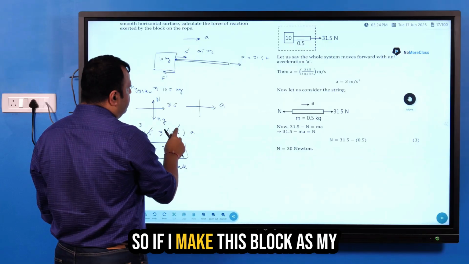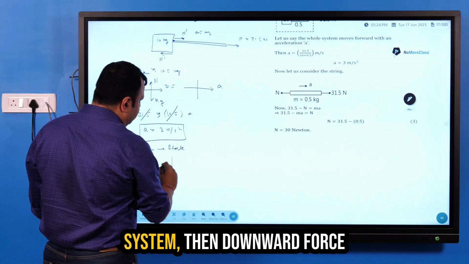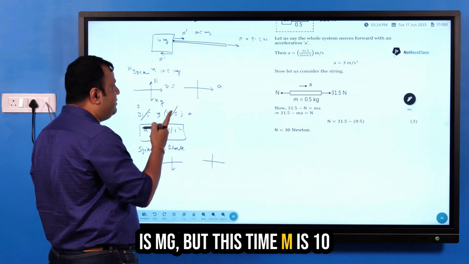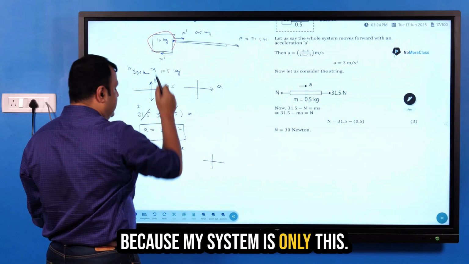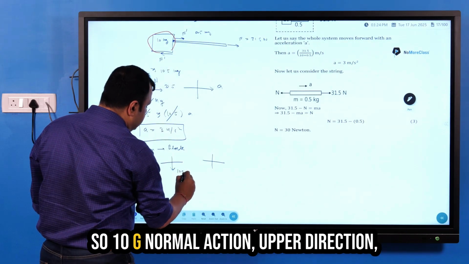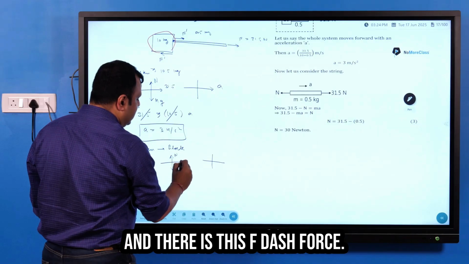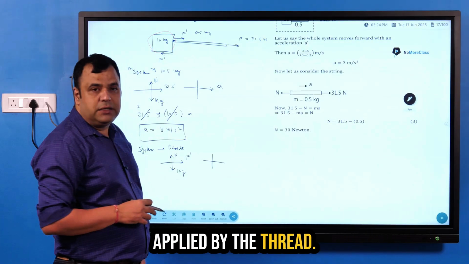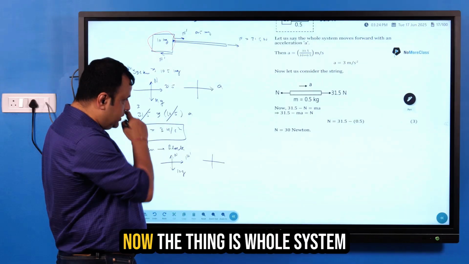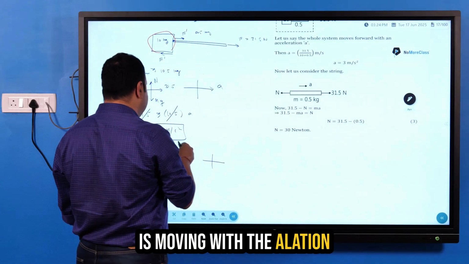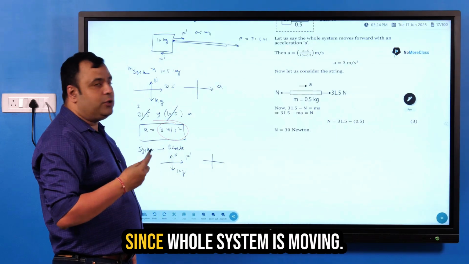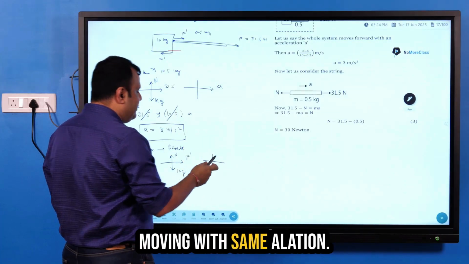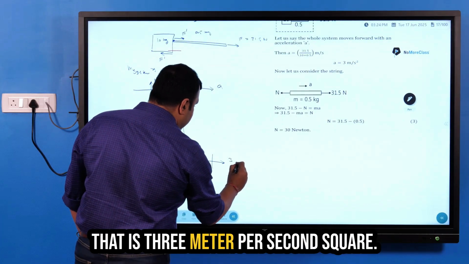So if this block is my system, then the downward force is mg, but this time m is 10 because my system is only this. So 10g, normal reaction in the upward direction, and there is this F dash force, applied by the thread onto the block. Now the whole system is moving with acceleration 3 meter per second square. Since the whole system is moving, the rope is also moving with the same acceleration, and the block is also moving with the same acceleration, that is 3 meter per second square.